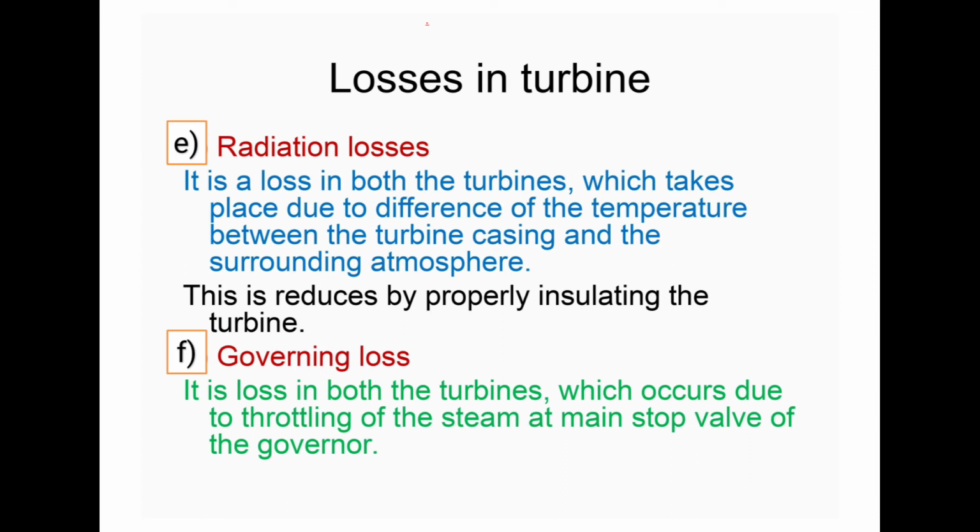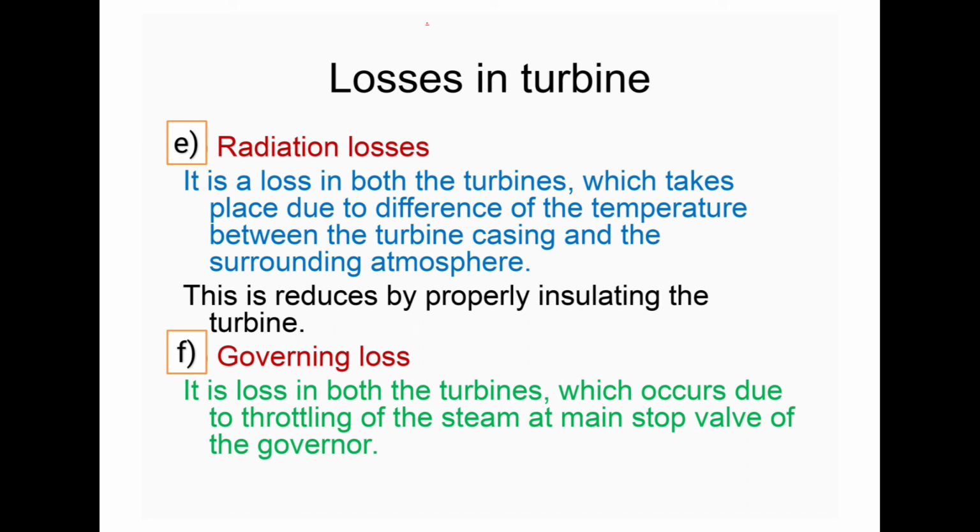which means due to the convection loss, the radiation losses will appear while the steam flows into the steam line. The radiation may occur, which leads to reduced efficiency. That is also one of the steam turbine losses.